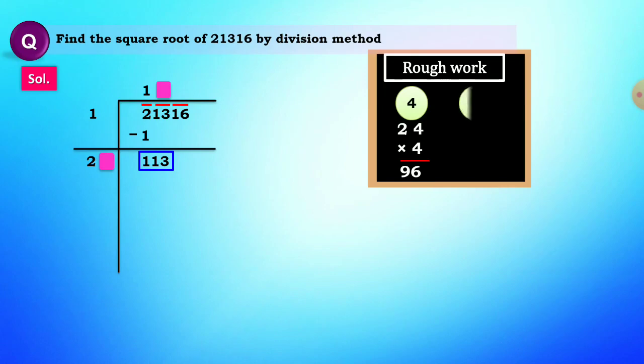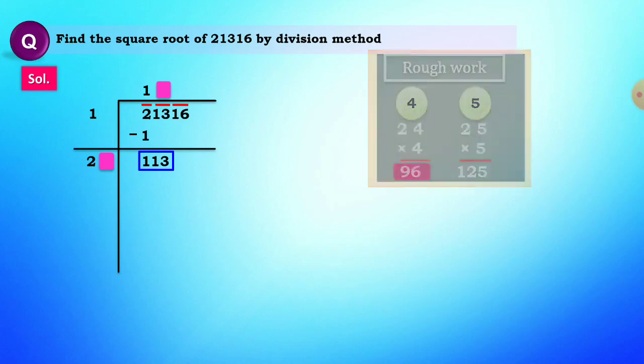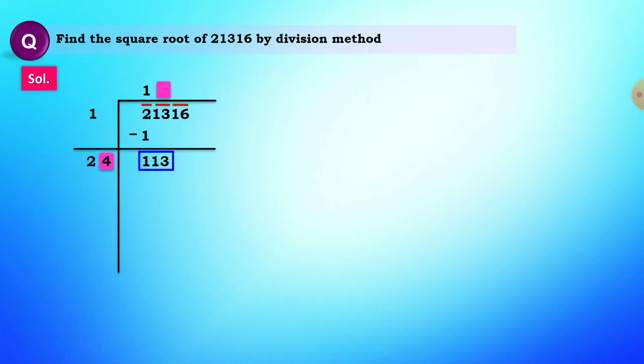Let's check the next number as well to be on a safer side. So 25 into 5. When you multiply 25 into 5, you get the number as 125. So 125 will not work because it is greater. So we would be considering the 4. So we'll write 24 4s are 96, and we'll write it just below 113. Our next step is to subtract. And when we subtract 113 minus 96, we get the answer as 17.